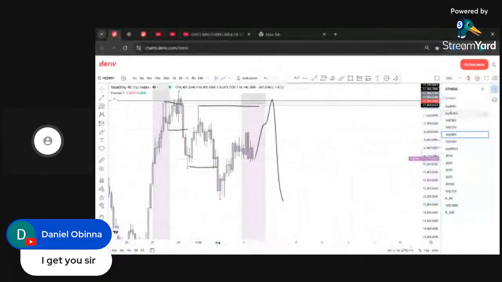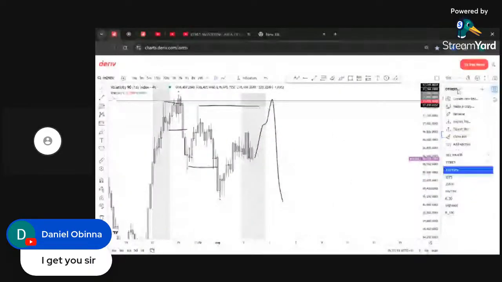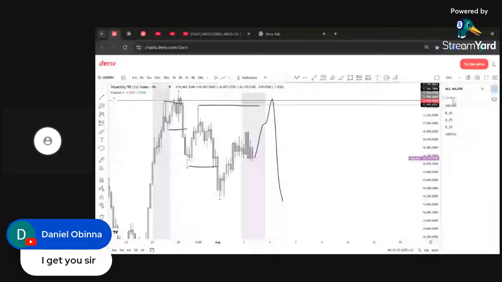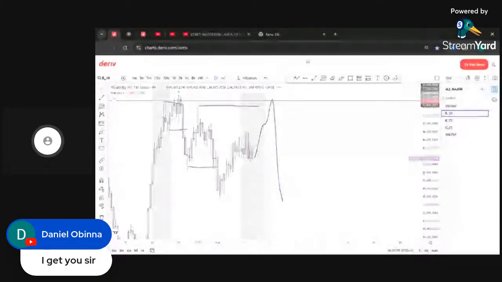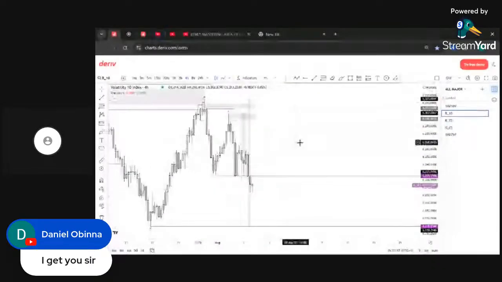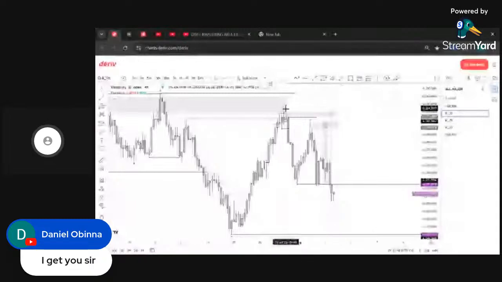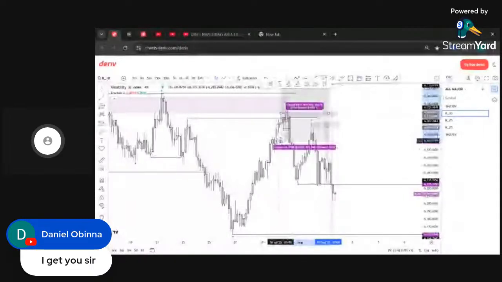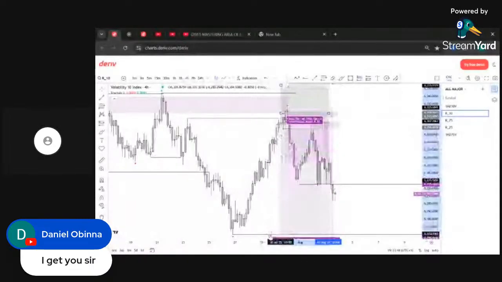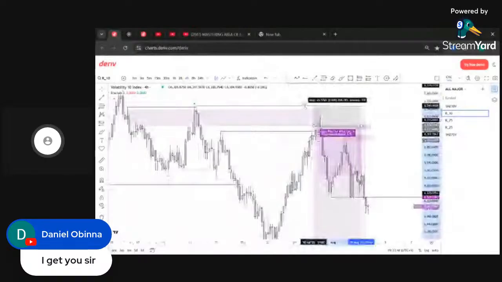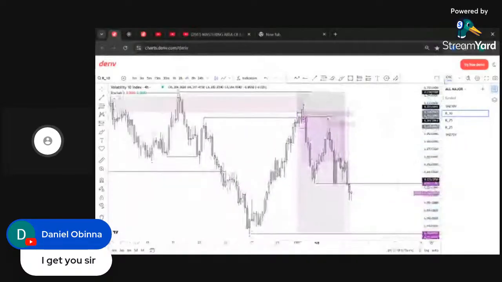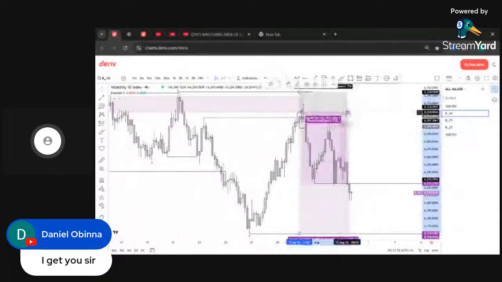What other pair, please? V10. I shared this last time. That was the entry on the 4-hour time frame. That's the setup. So if you are taking sales, you'll be smiling by now. I shared it last time, right?